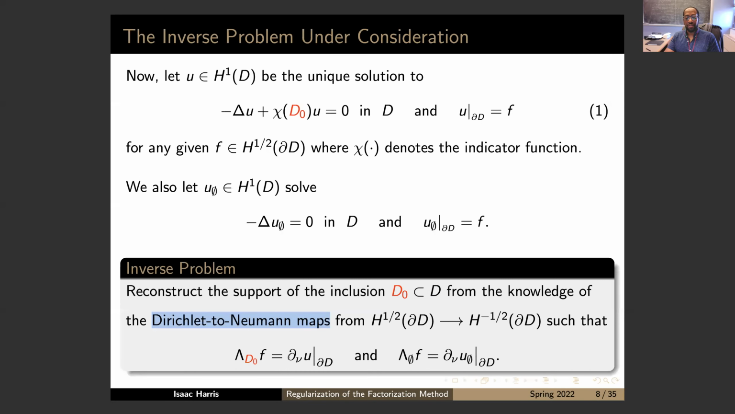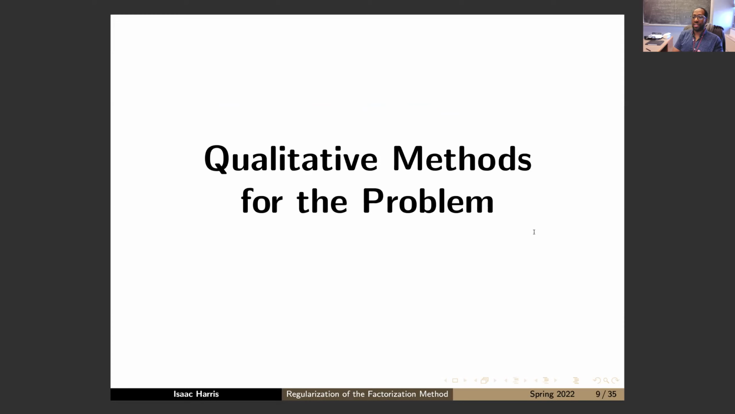So lambda takes F and maps it to the normal derivative of U that solves 1. And I'll refer to this as lambda 0, which takes F and maps it to the normal derivative of the harmonic lifting. Right, so that's the setup. We're going to try to run through some qualitative methods to solve this and see why one wants to regularize the factorization method and how one does this.